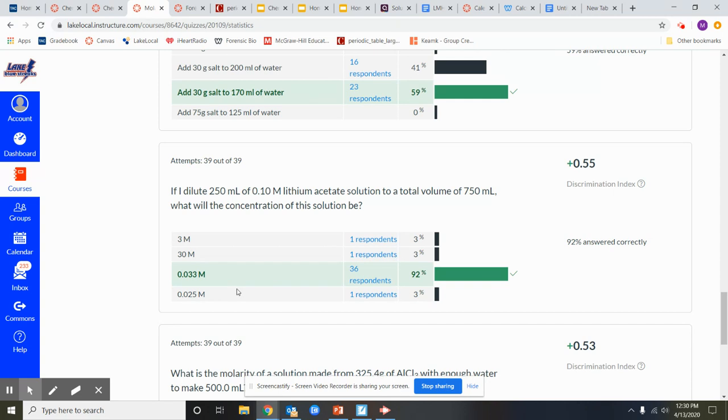You would have 0.1 times 250 equals X times 750. And when you multiply 0.1 times 250, it's 25. And then you would divide over 750. And that's where the 0.033 molar comes from. Also, this makes sense because if you'll notice, you didn't have a very concentrated solution to begin with. It was only 0.1 molar. And if you're diluting it, this is only going to go down.